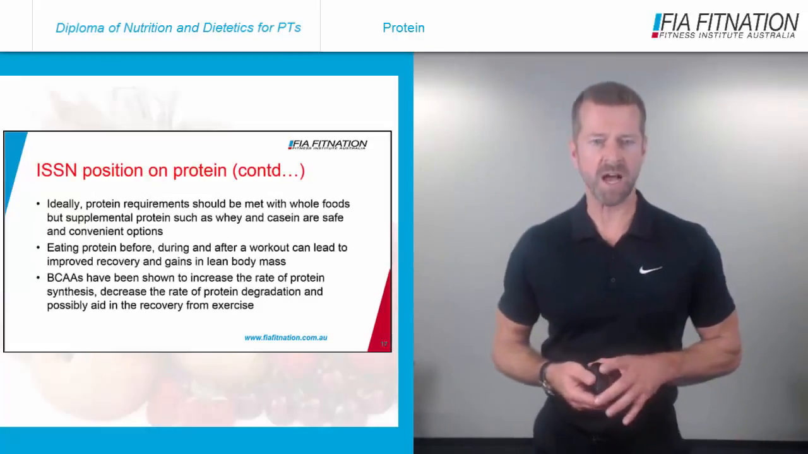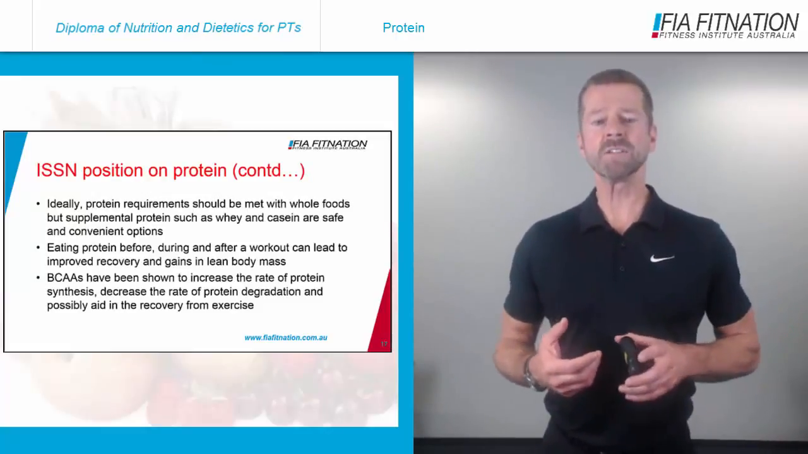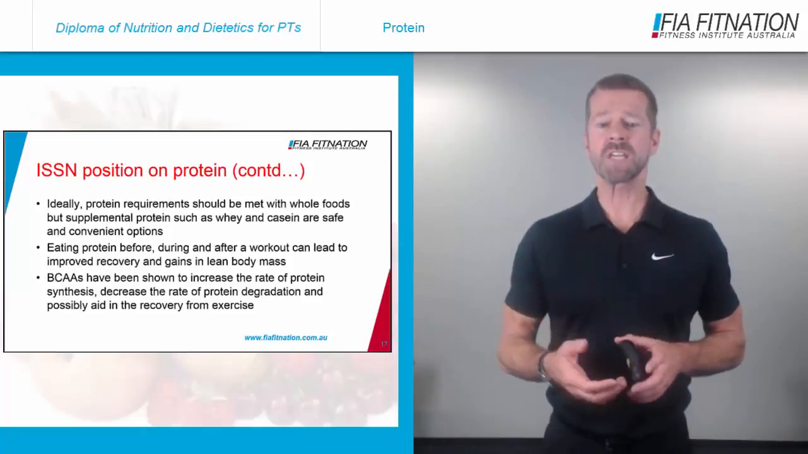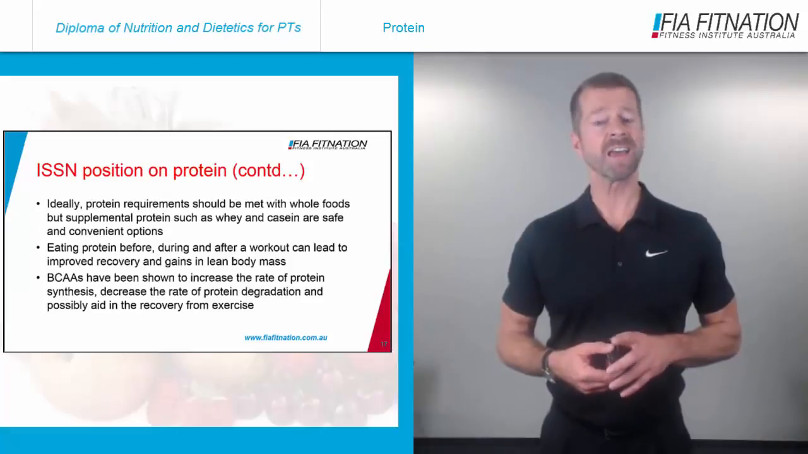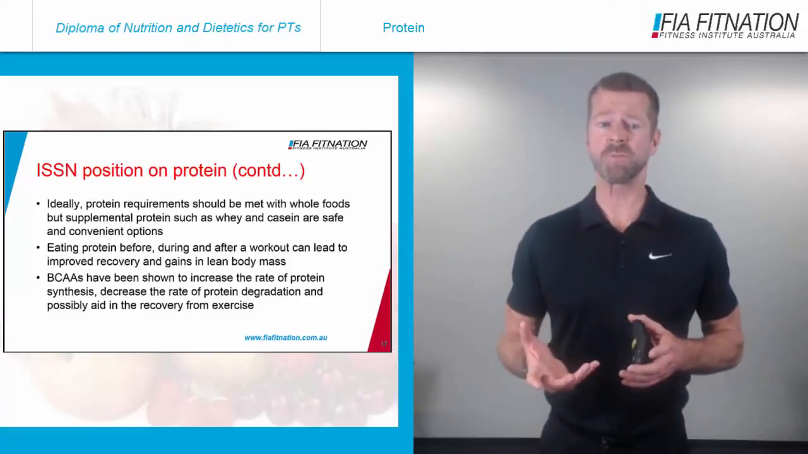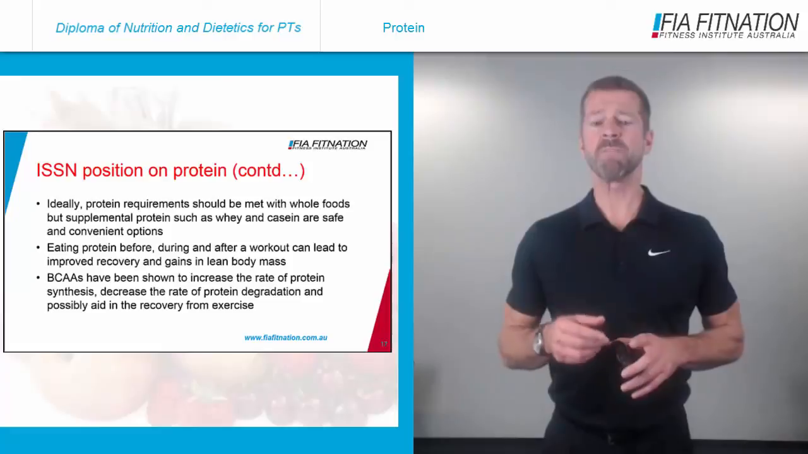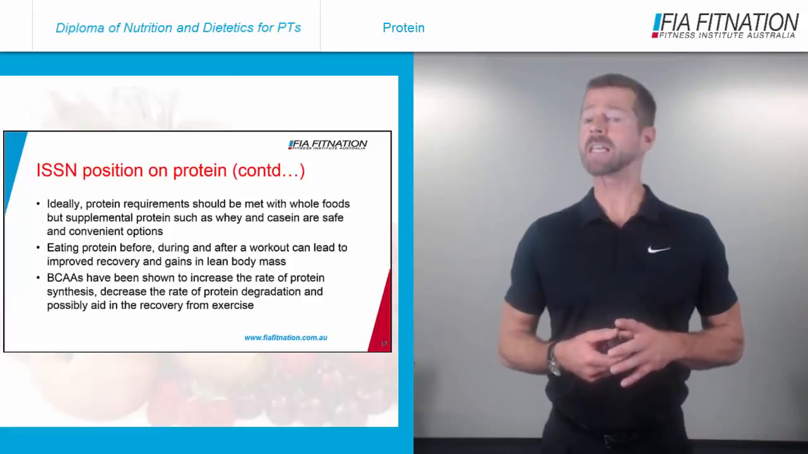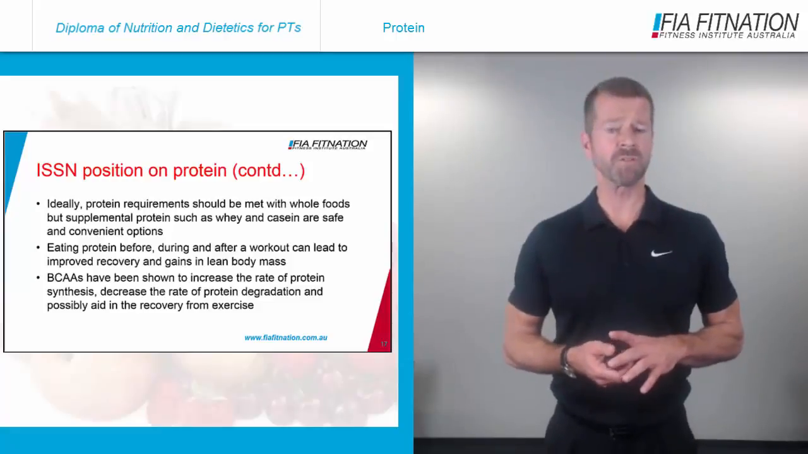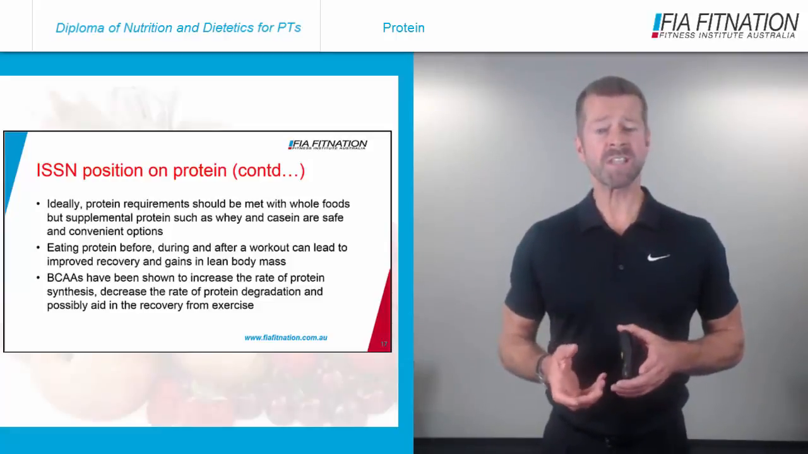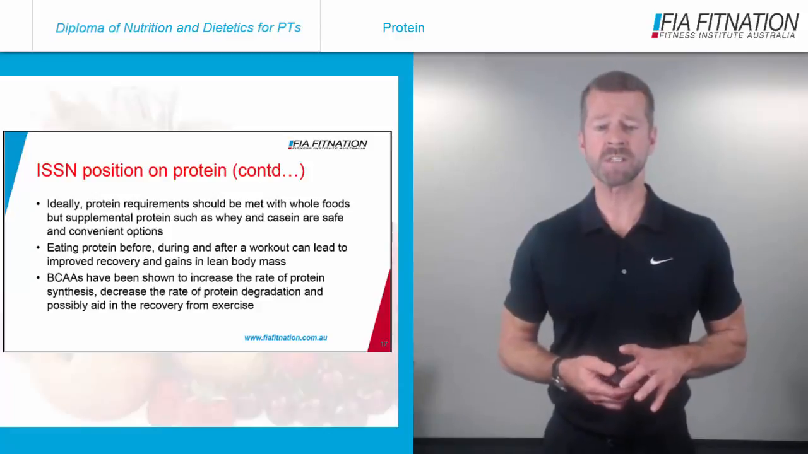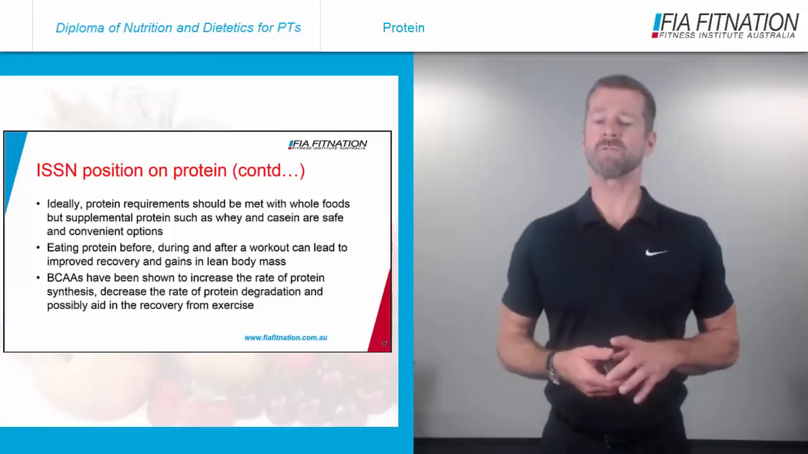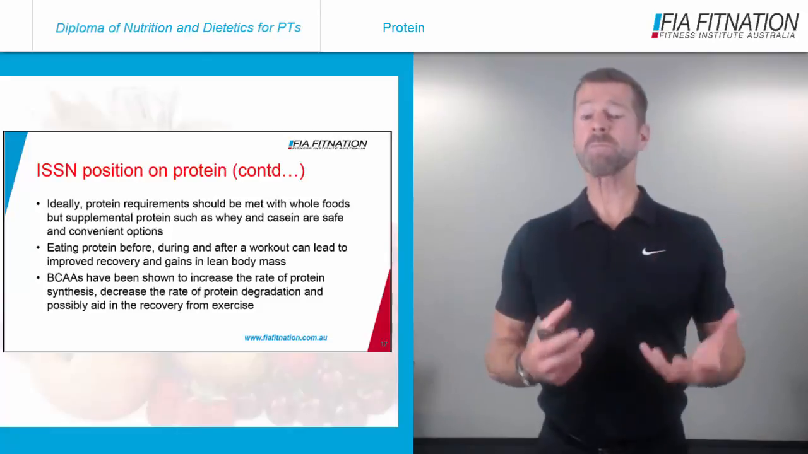A few more points on the ISSN position. Ideally, protein requirements should be met with whole foods, but supplement proteins such as whey and casein are safe and convenient options, and also relatively cheap. Eating protein before, during, and after a workout can lead to improved recovery and gains in lean body mass. That's been well established over the years. Branched-chain amino acids have been shown to increase the rate of protein synthesis, decrease the rate of protein degradation, and possibly aid in the recovery from exercise. So that's their position statement.